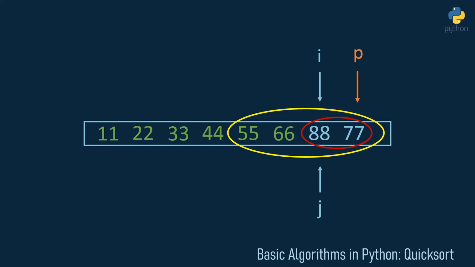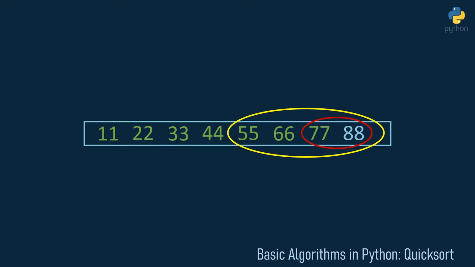And since our condition is true that J is less or equal to I, we just have to check if we need to do a swap. In this case, we do need to do a swap because 88 is greater than 77. So we just swap those two. See that our 77 is in the right place.